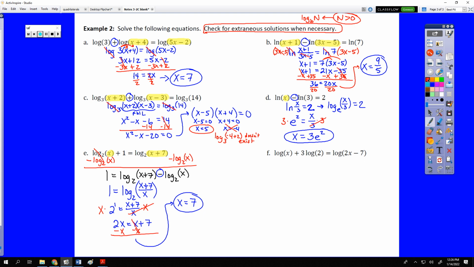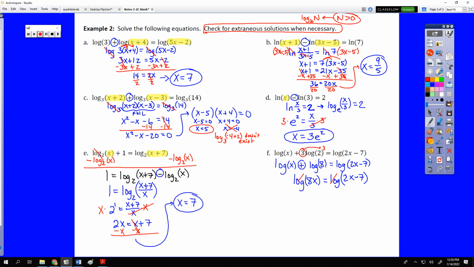Finally, on letter F, you'll notice the different part is that this 3 is sitting in front of the logarithm. So your first step is to use the power rule to manipulate that 3 into the logarithm. You're going to move it in and it becomes an exponent on that 2, which means you're looking at log of x plus log of 2 to the third power, or 8, equals the log of 2x minus 7. Then we've got a plus sign, so our next step would be to rewrite that as the log of 8x equals the log of 2x minus 7.